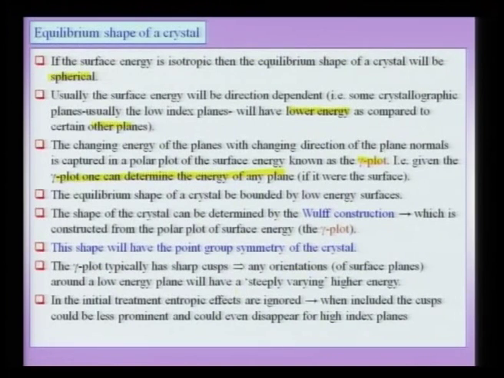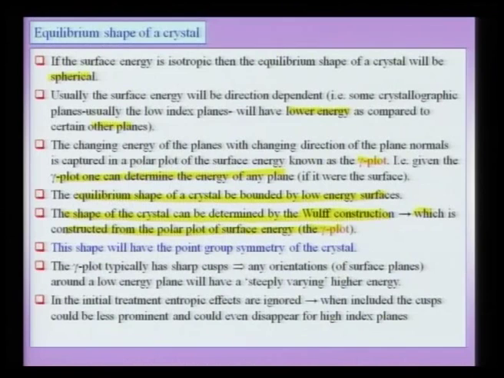Now, the equilibrium shape of a crystal will be bounded by these low energy surfaces, and we will determine the crystal shape by something known as the Wulff construction, which we will construct from the polar plot of the surface energy, the gamma plot. We will see that soon. So, having the gamma plot, we can use the Wulff construction to determine the equilibrium shape of the crystal, and the important thing about this equilibrium shape is that it will have the point group symmetry of the crystal.